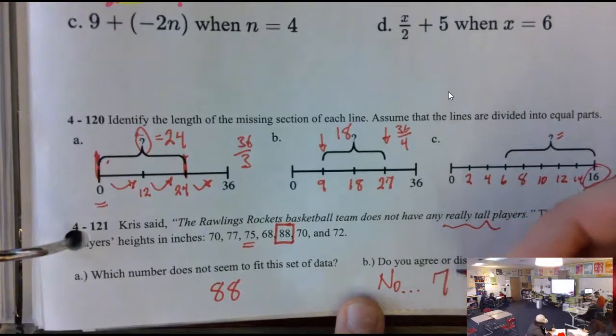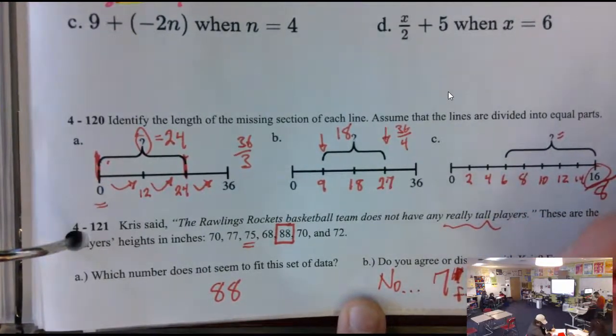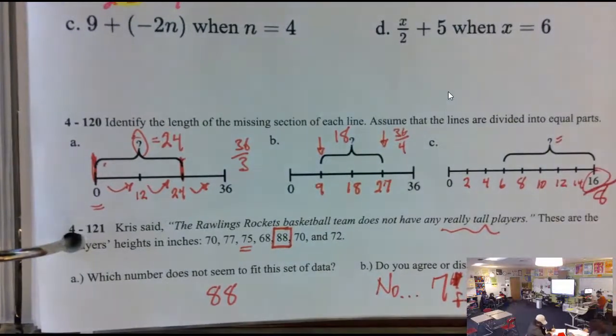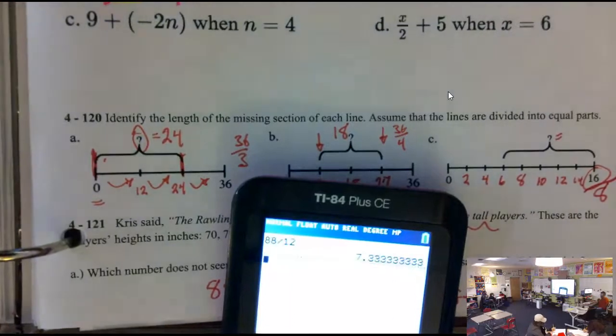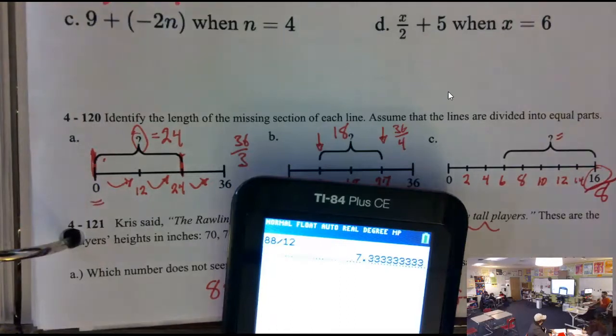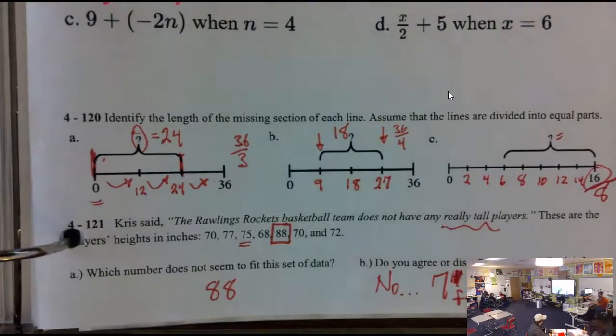We've got a 7 foot tall person. That shouldn't go there. 7 foot tall. And actually more than 7 feet, right? 7.3. So that'd be another third of a foot. How many inches is a third of a foot? 4, right? So they're actually 7 feet 4 inches tall.